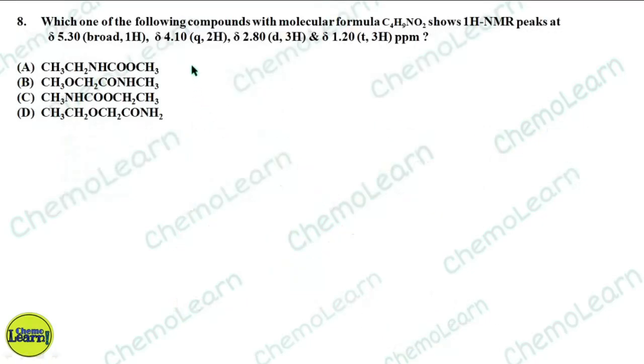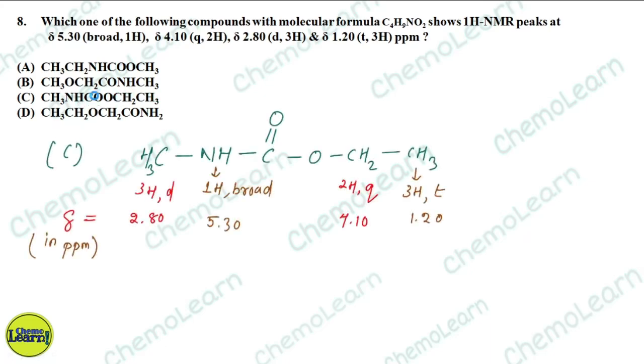Next one is, which one of the following compounds with molecular formula C4H9NO2 has these 1H NMR peaks at this ppm. Okay, delta values we are given, 4 delta values in ppm, and we have 4 options. So if you observe, then the correct option will be option number C, that is CH3NHCOOCH2CH3. Okay, you can also check out.